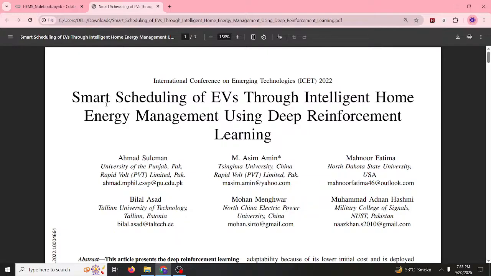This paper is about scheduling of electric vehicles, and it is mainly using a deep reinforcement learning technique in artificial intelligence for scheduling and controlling the home appliances and scheduling of electric vehicle charging at home.